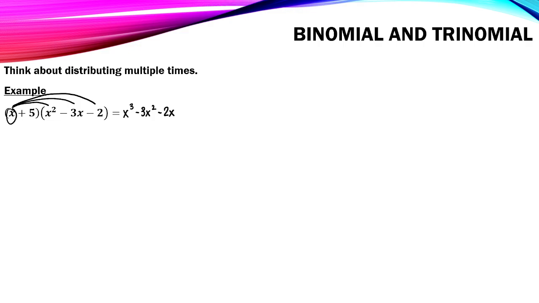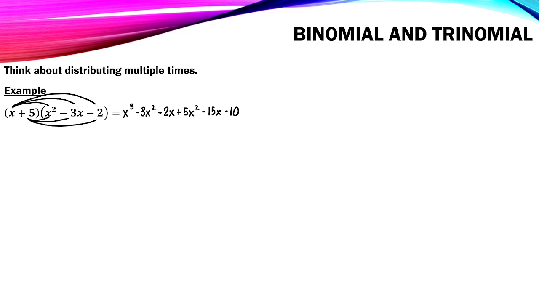Now, after you did that with the x here, you're going to do the exact same thing with the 5 now. Right, so now I'm going to take the 5, multiply it to the x squared. That gives me 5x squared. Then I'm going to take the 5, multiply it to the negative 3x. That's going to give me negative 15x. And then take the 5, multiply it to the negative 2. That's going to give me negative 10. Right, so it's basically doing that distributive property I showed you on the last slides. But now we're just doing it with a binomial and trinomial.